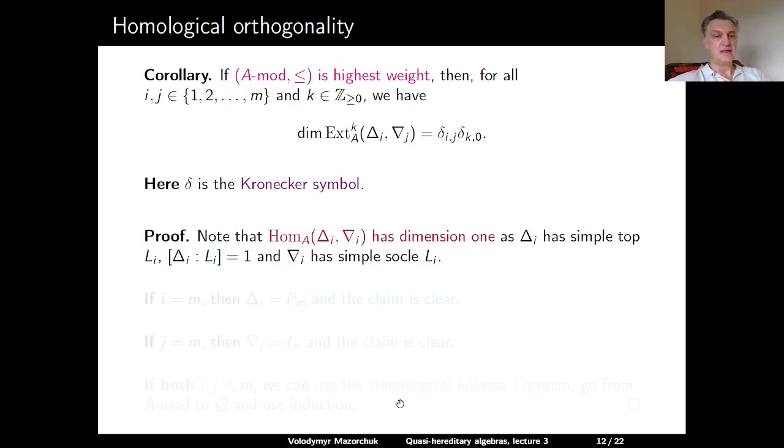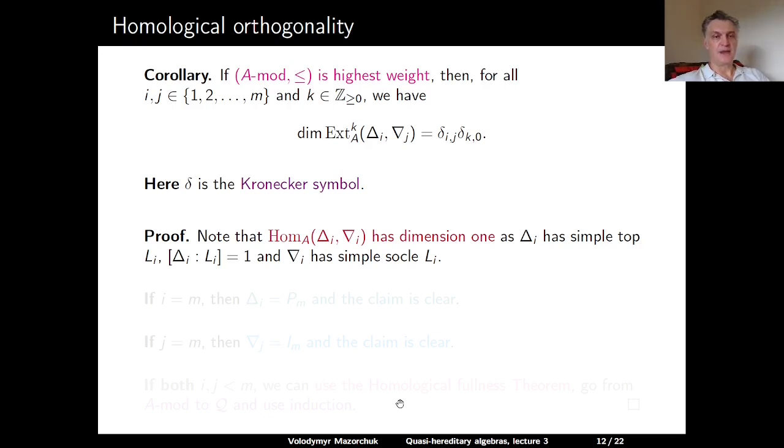Proof. Let us first note that if k is equal to 0, that's the case when we talk about Homs. So if we want to compute the Hom space from delta i to nabla i, this has dimension 1. Because delta i has simple top Li, it has this Li with multiplicity 1, and nabla i has simple socle Li. So if you want to map delta i to nabla i, the top Li of delta i should map somewhere, and it can only map to the socle of nabla i, because if it would map higher up than the socle, then something else in delta i should map to the socle of nabla i, but Li appears in delta i only once in the top, a contradiction.